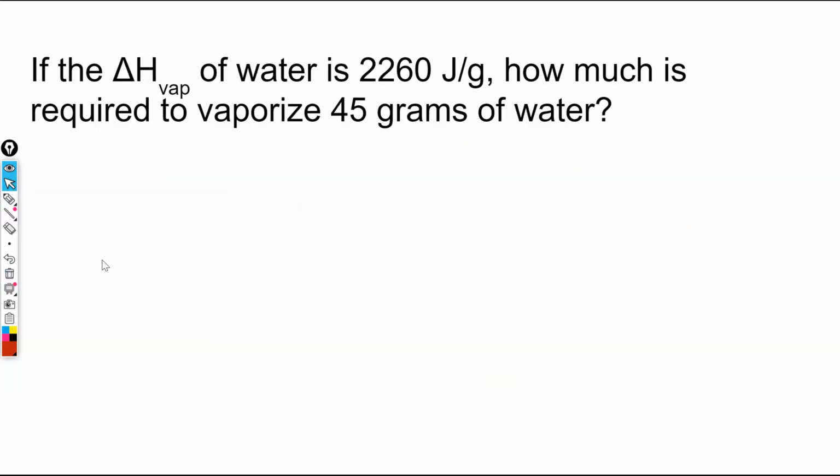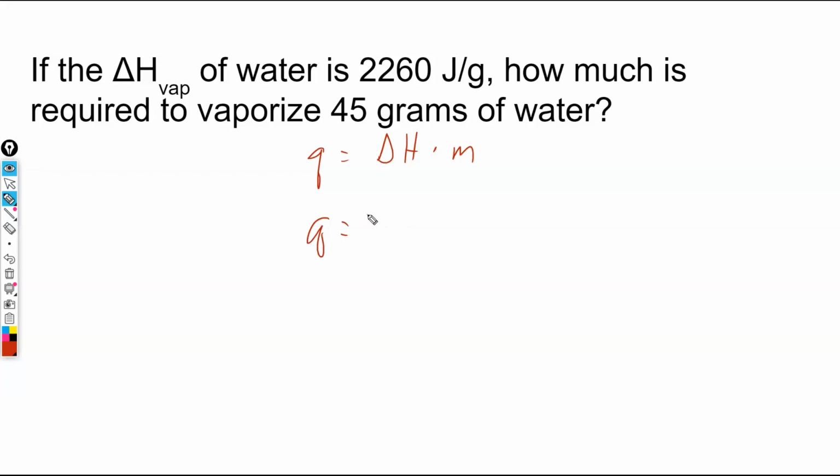But let's look at this, just a really simple one first. If the delta H of vaporization of water is 2,260 joules per gram, how much energy is required to vaporize 45 grams of water? So I want to find the energy. How you would use these is Q equals the delta H of whatever you're looking at times the mass. In this case, I want to figure out how much energy is needed, so I want to find Q.